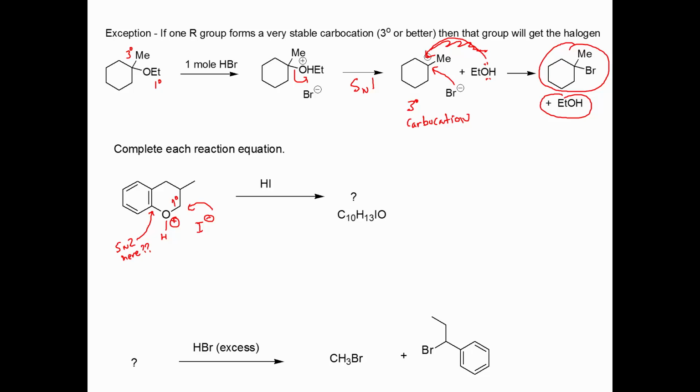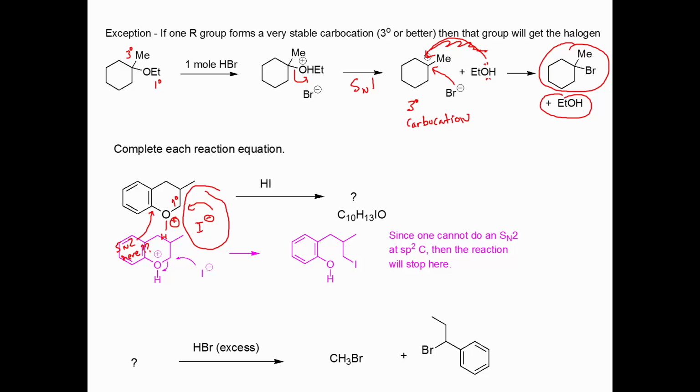Okay, we already know from many examples that we don't do SN2 reactions at sp2 carbon in most cases, so we're going to say that this is the only pathway that we're going to observe here, and our product is going to be this one, where the iodine attacks exclusively at the primary carbon. Okay, this is the only product you're going to get.